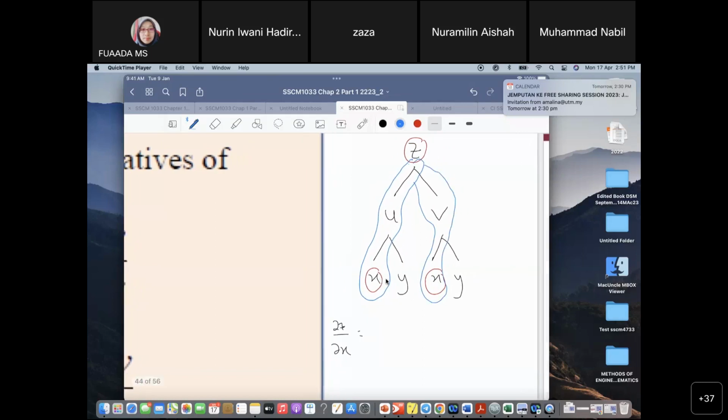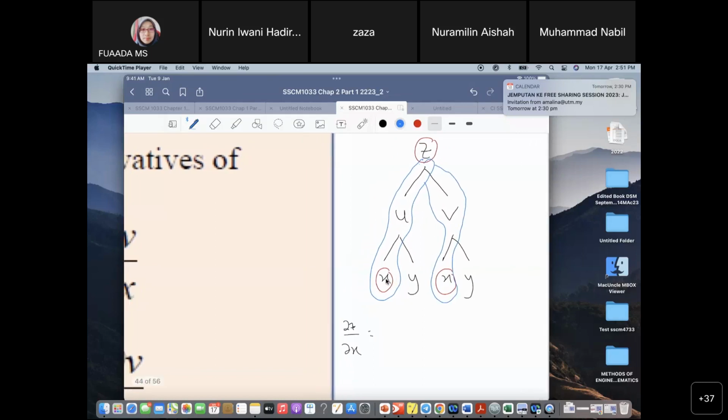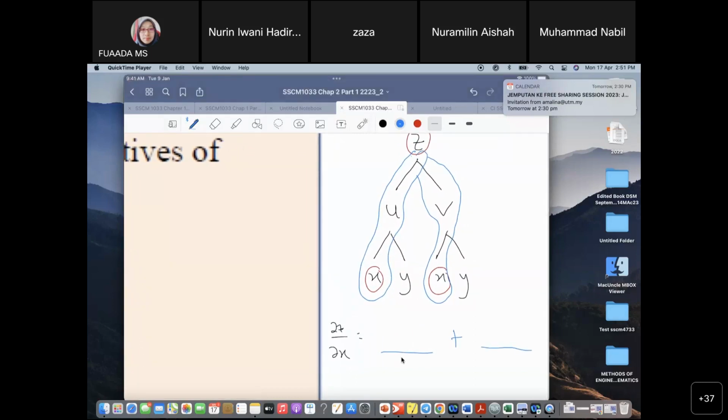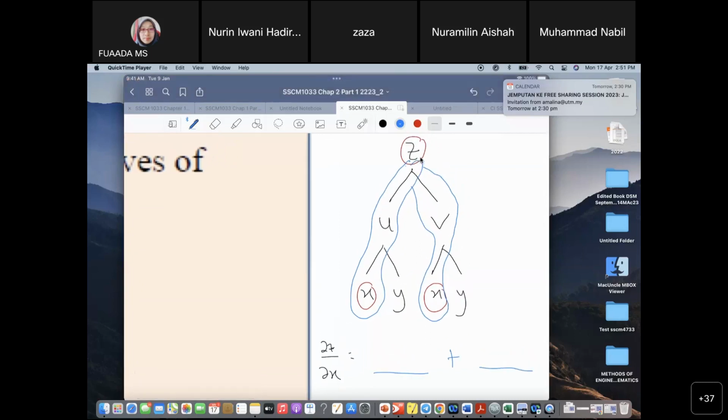So meaning that in your equation, you must have two terms. Terms maksudnya, yang ini satu term tambah another term. You must have two terms like this. But inside each of the term, what is the formula that you have to have? Okay, so now look at the first root. The first root from Z to X. So, you nak pergi daripada Z ke U, you have ZU. So, from ZU, from U ke X, you ada UX.